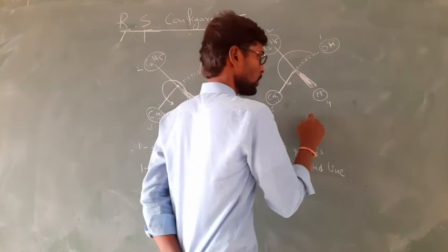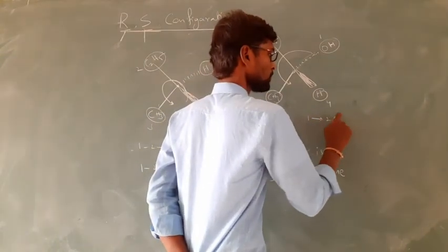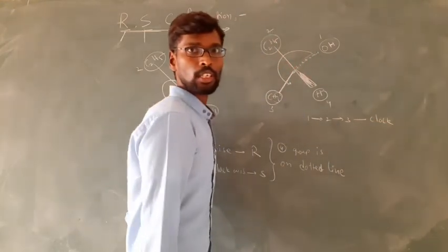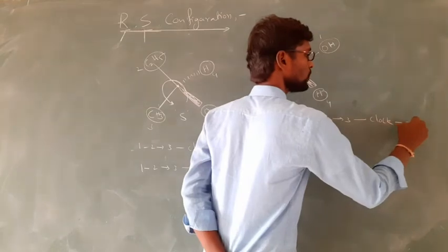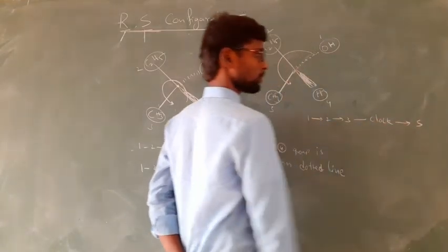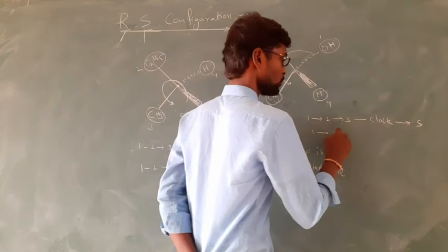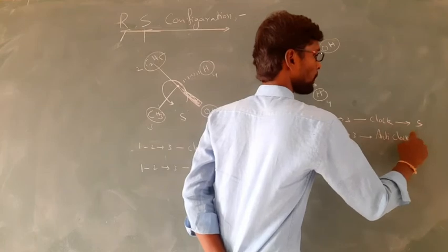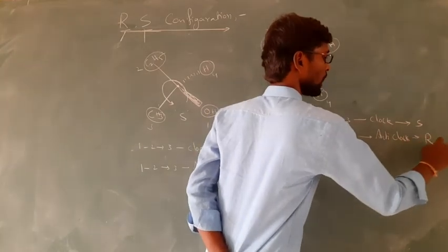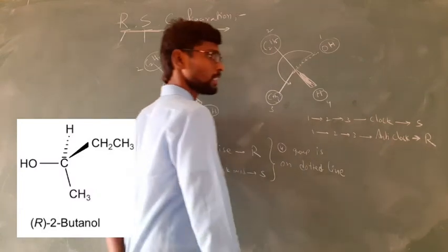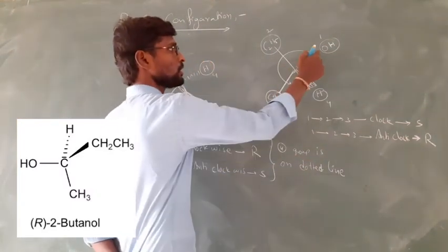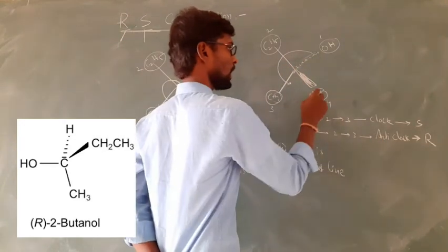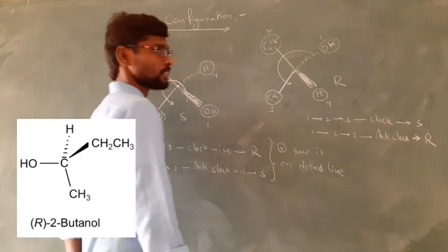So what is it here? If 1, 2, 3 are in clockwise direction, then give the S prefix for this. If 1, 2, 3 are in anti-clockwise direction, give the prefix R. So what is it here? 1, 2, 3 is in anti-clockwise direction, so you have to give R for this chiral center.